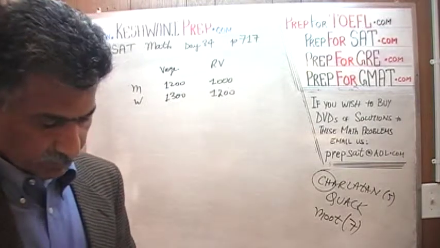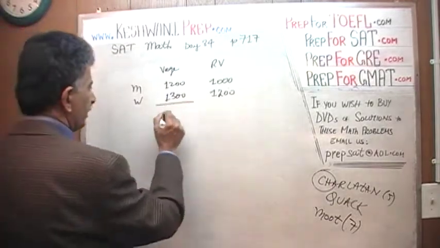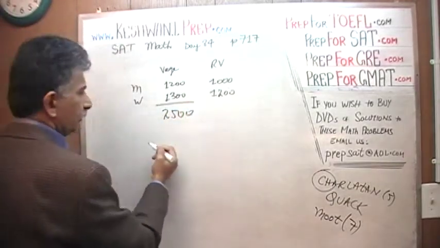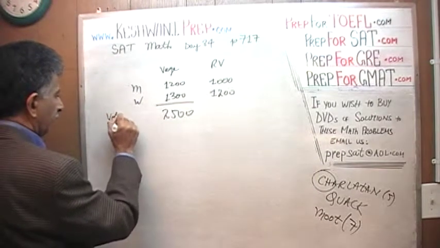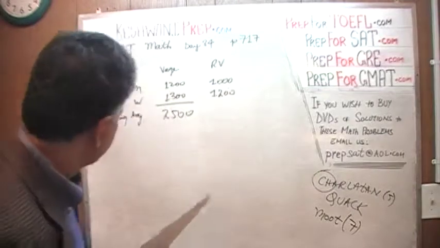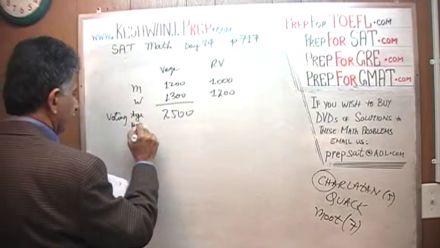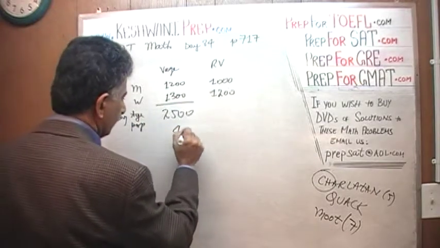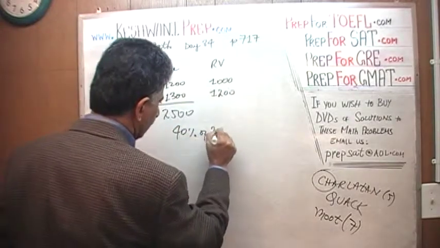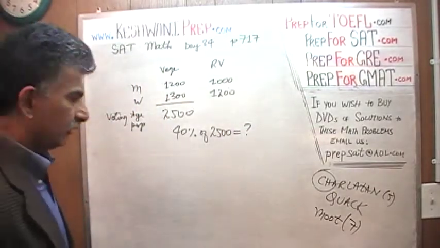The question is, if 40% of the voting age population actually voted. Alright, so voting age population is how much? Voting age population is 2,500. 40% of 2,500 is what we have to figure out. Well, that's very easy to figure out. That's very simple to figure out.